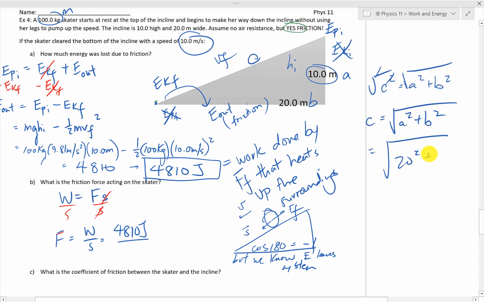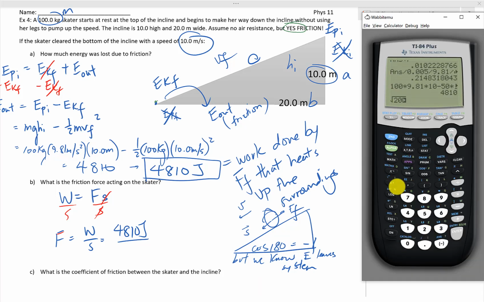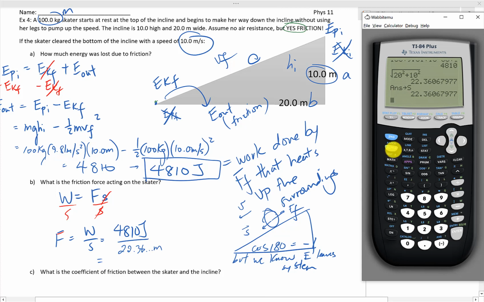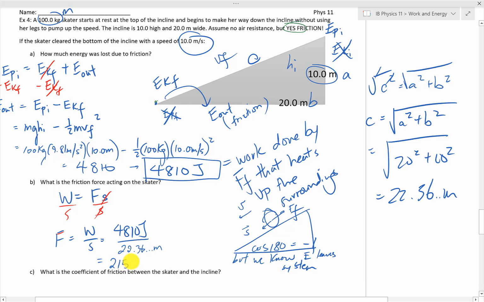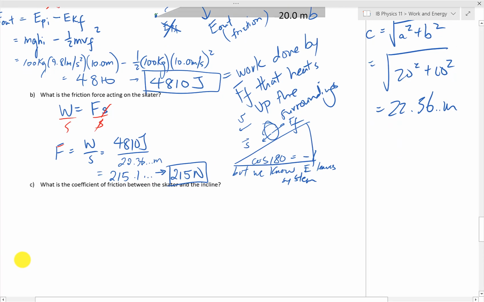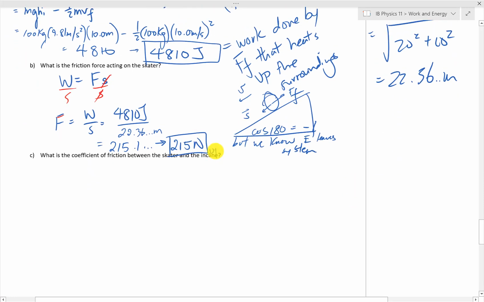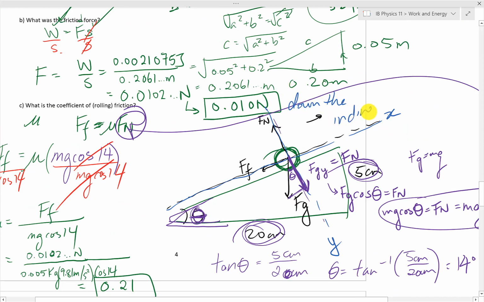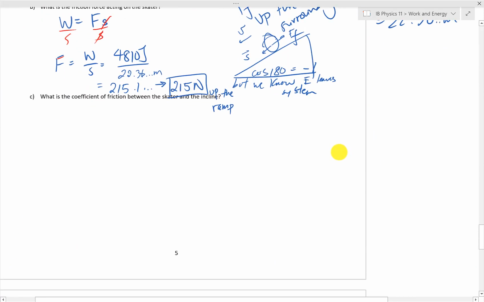We need to solve for the displacement, which is the hypotenuse of our triangle, in which we're going to take 10 meters squared plus 20 meters squared, all of that square rooted, 22.36 meters. Dividing them both, we're going to get the friction force, which is going to be 215 newtons, rounding out to 3 sig figs. That's what we get there. And that's actually going to be up the ramp, since she's going down the ramp. And that just reminds me, I got to write down the incline for the previous question there.